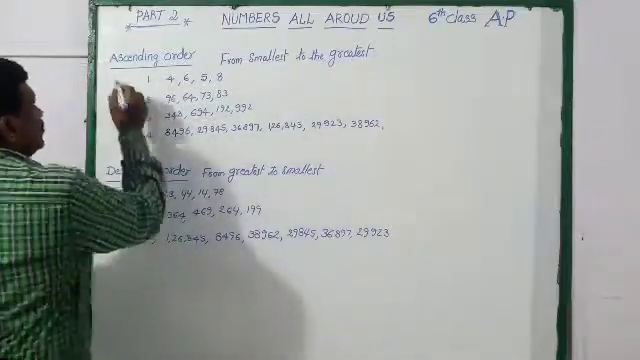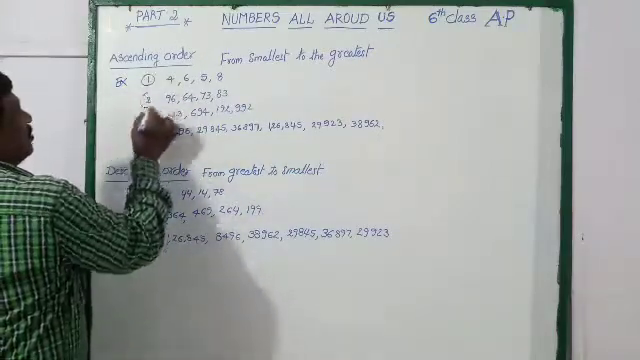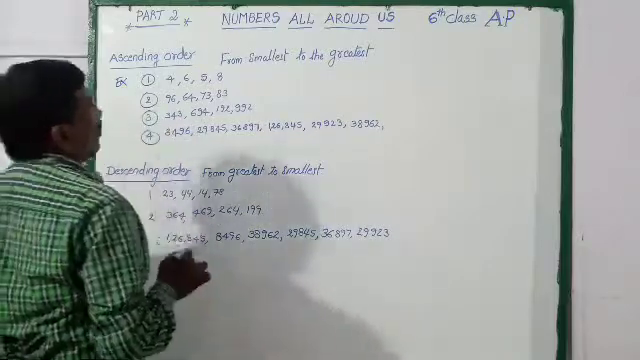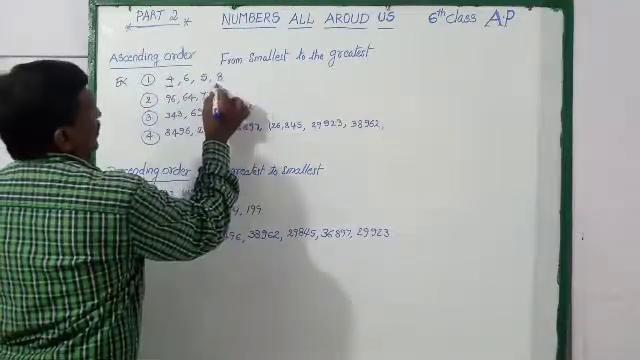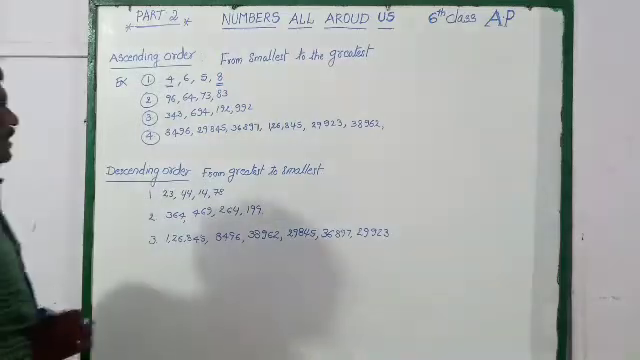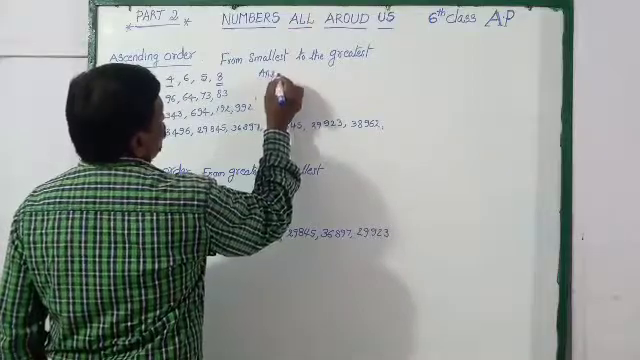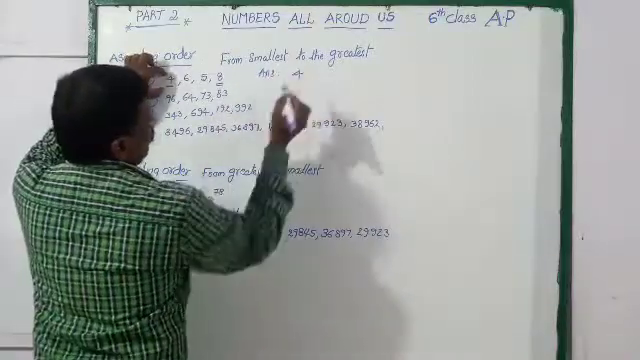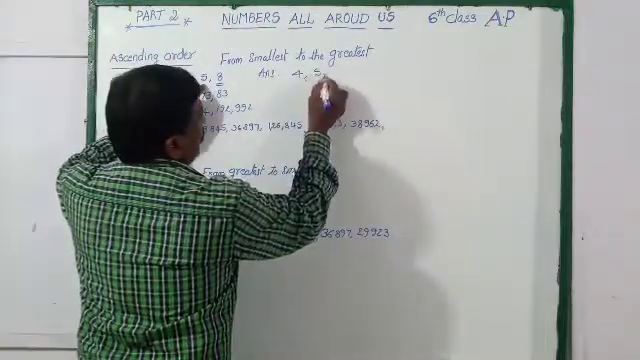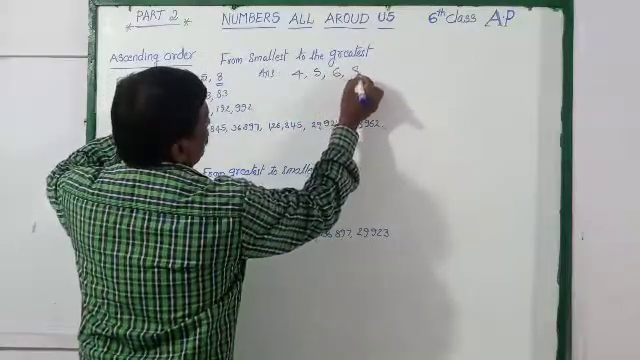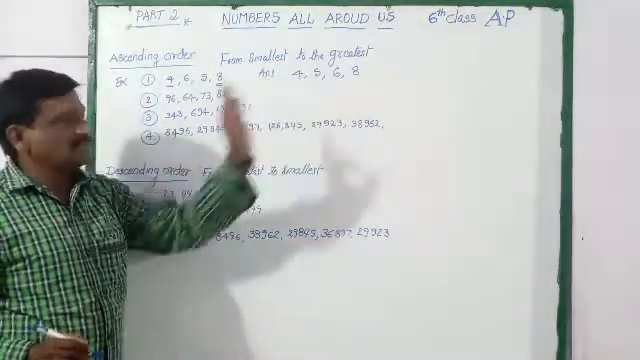Here are some examples. 4, 6, 5, 8. Which is the smallest number? 4 is the smallest number. 8 is the greatest number. Ascending order is from smallest to greatest. So first 4, next 5, next 6, next 8. This is ascending order, smallest to greatest.